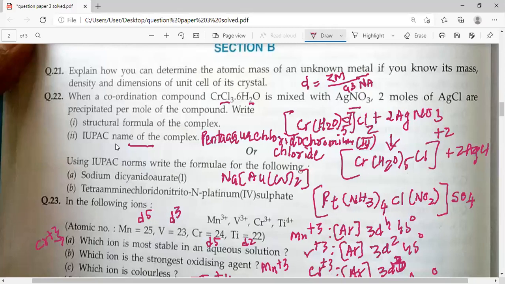Now let's look at question number 22. When a coordination compound CrCl3·6H2O is mixed with AgNO3, 2 moles of AgCl are precipitated per mole of the compound. So let us understand this question first.